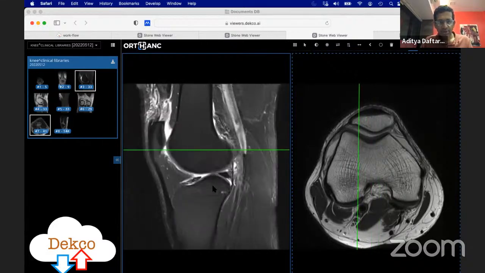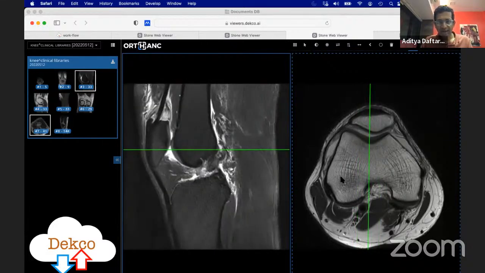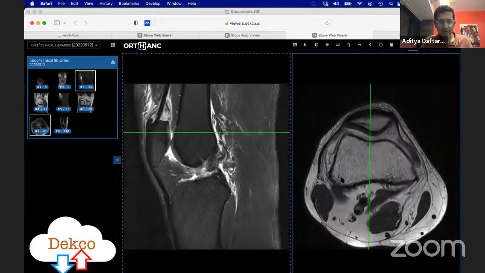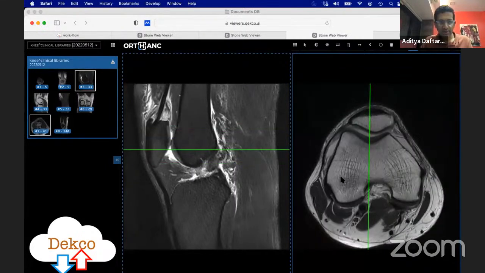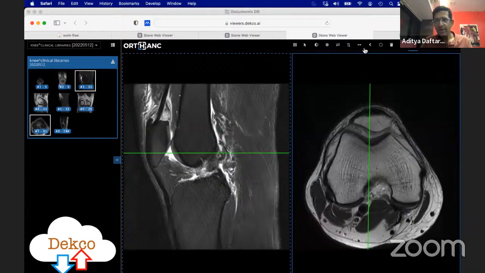Typically what you want to do is get your axial image towards the center of the trochlea. So scroll down till you're somewhere close to the center of the trochlea. And then right at this point, you can just take an angle measure and measure the cartilage by bone, and you'll get your angle of what the trochlear depth is.